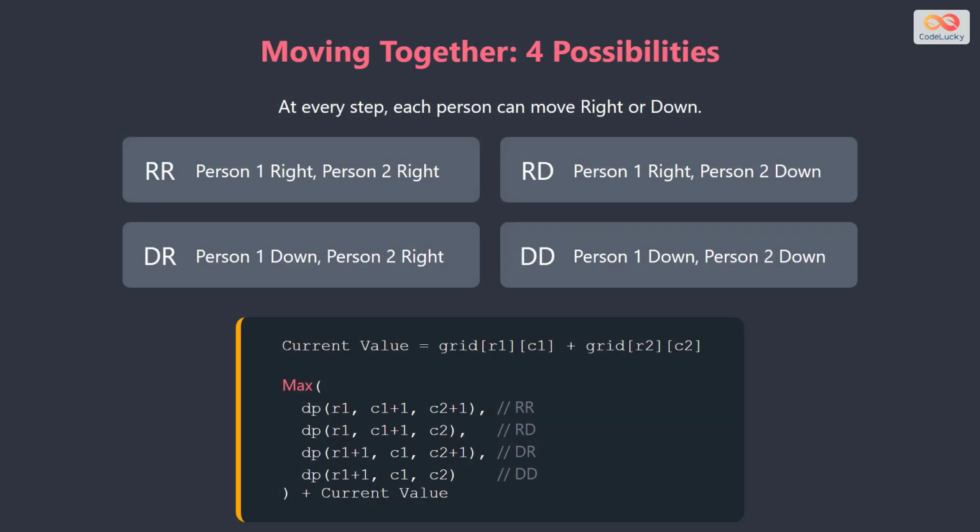At every single step, each person has 2 choices: move right or move down. Since there are 2 people, this creates 4 possible combinations of moves for the next state. Both move right, person 1 moves right and person 2 moves down, person 1 moves down and person 2 moves right, or both move down. We calculate the cherries for all 4 options and choose the maximum one.